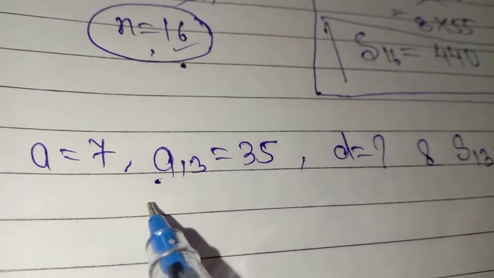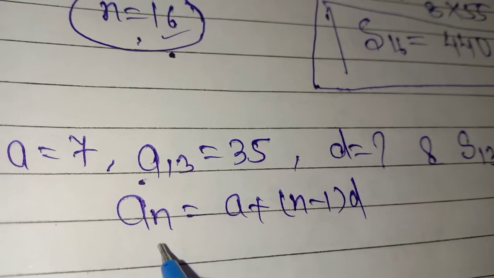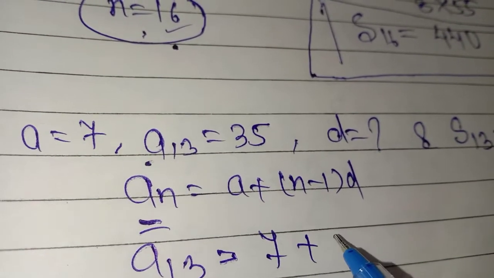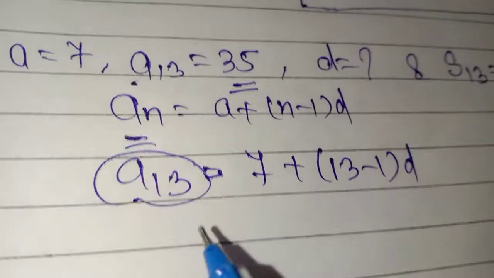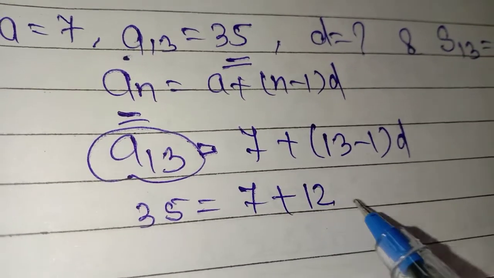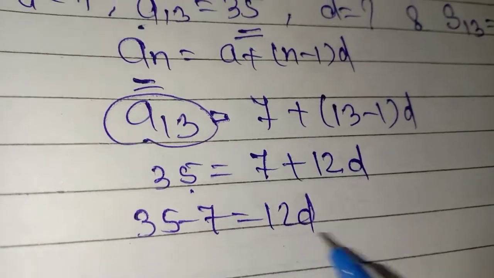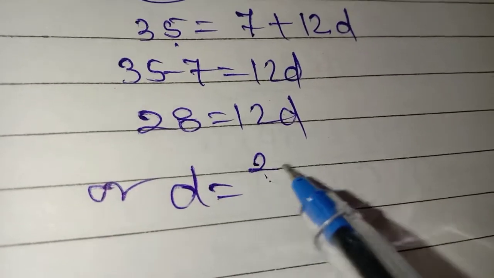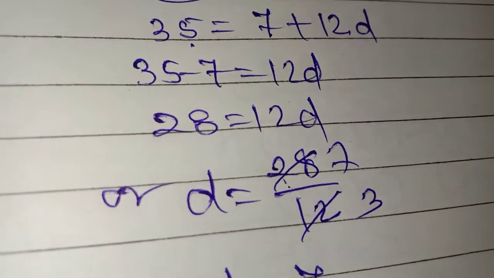So the general term is an is equal to a plus n minus 1 into d. So a13 is equal to 7 plus 13 minus 1 into d. What is the value of a13 now? 35. So put here 35 is equal to 7 plus 12d. Now subtract 7 this side: 35 minus 7 is equal to 12d. 28 is equal to 12d, or d is equal to 28 by 12. So 4 7s are 28, 4 3s are 12. We got the value of d as 7 by 3.